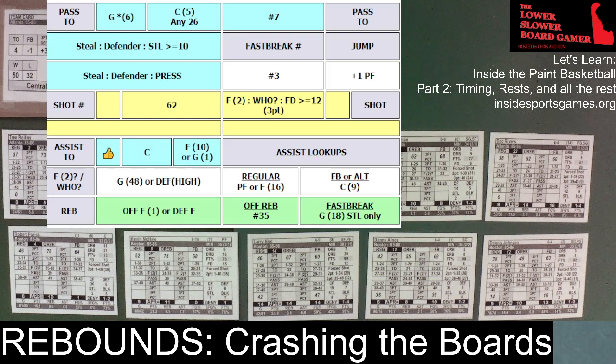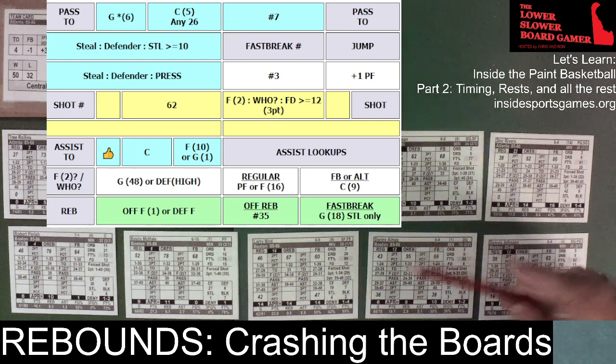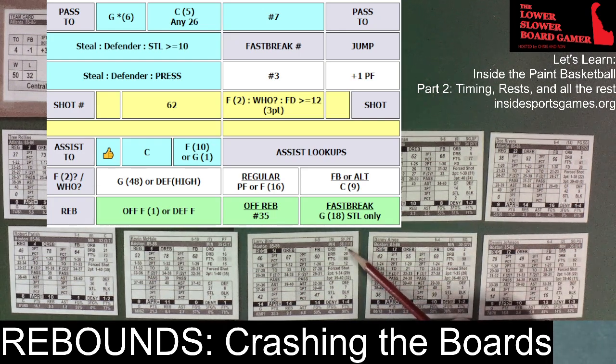Okay, first let's do offensive rebounds. We're going to look at this one. Shot was missed. Offensive rebound, offensive forward with an offensive rebound rating of 1. Larry Bird, his offensive rebound rating right here is published as 7. So he qualifies, and he is going to be making the rebound. And we're going to be looking right up here at offensive rebound number, which is 35.